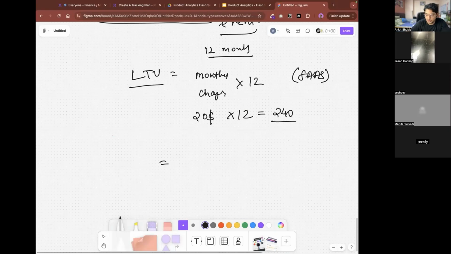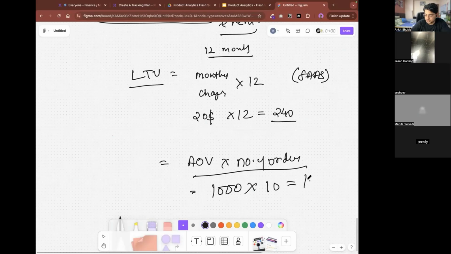Now, if you want to include it for Amazon, then you say: what is the average order value multiplied by the number of orders that they make. So let's say in one order, you order for 1,000 rupees and you make 10 orders per year on Amazon. So you give 10,000 rupees to Amazon. So this is a simple formulation of LTV.